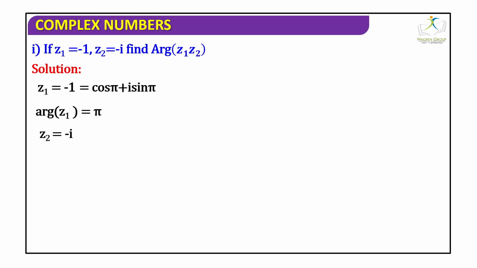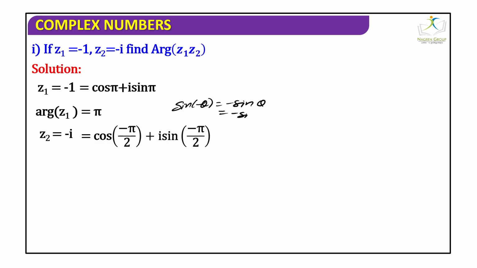Now next is z2, which is equal to minus iota. As we have taken iota as cos pi by 2 plus iota sin pi by 2, we can write here cos of minus pi by 2 plus iota sin of minus pi by 2. Why is it so? Cos pi by 2 is 0, plus iota sin of minus pi by 2. Sin of minus theta is equal to minus sin theta, right? So this will be minus sin of pi by 2. Minus sin pi by 2 will be -1, and iota will be as it is.